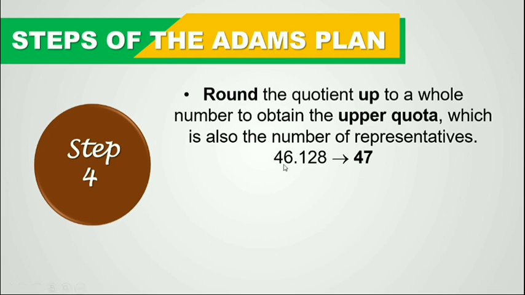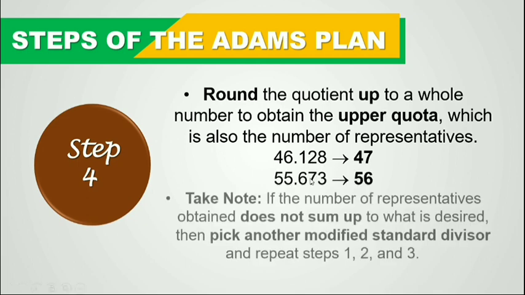So basically in math, we only round up if the number right beside the ones digit is 5 and above. So supposedly we would round up only then. However, in the Adams plan of apportionment, whether that number is 5 and above or 4 and below, we always have to round up. So 46.128 becomes 47. How about this? 55.673, that becomes 56. So always round up.